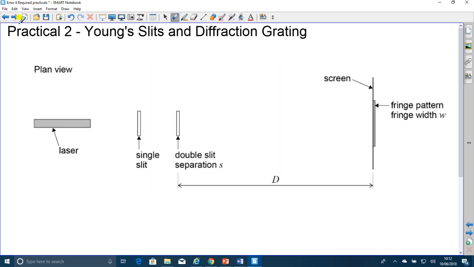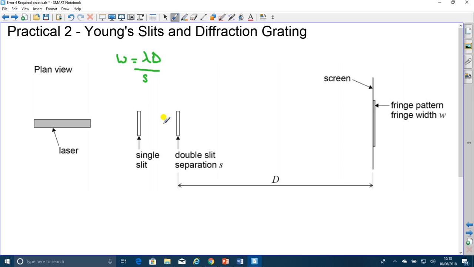Okay, the next one is Young's slits and diffraction gratings. So this one here, you've got double slits. So this equation, I should say, we've got W is lambda d over S for this one. W is lambda d over S, and this experiment here is used to determine the wavelength of light.